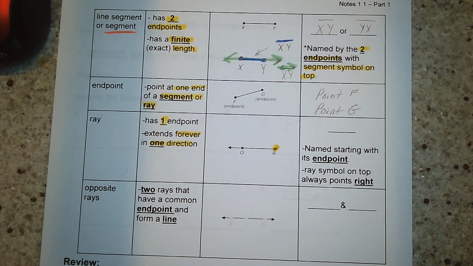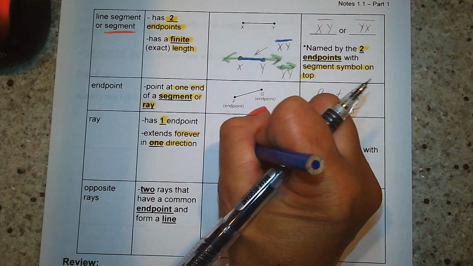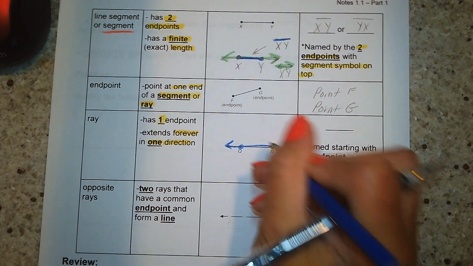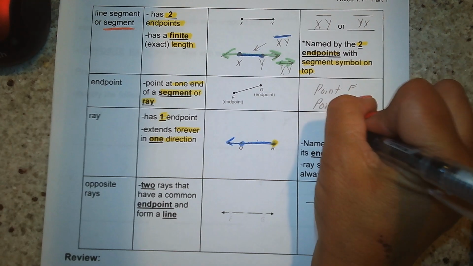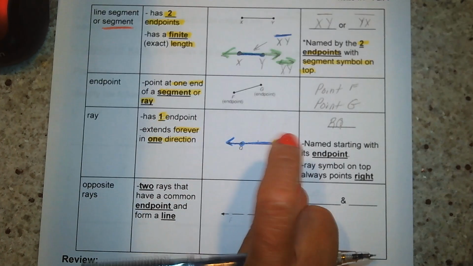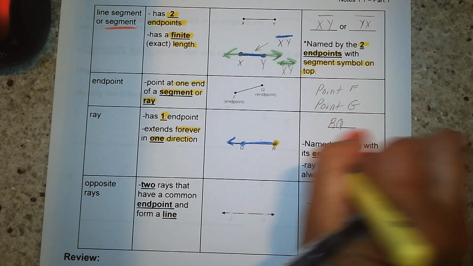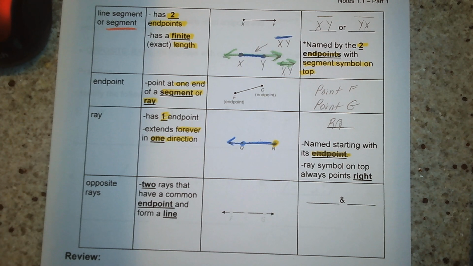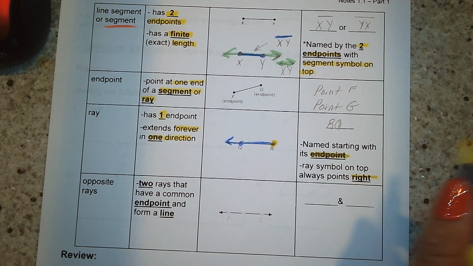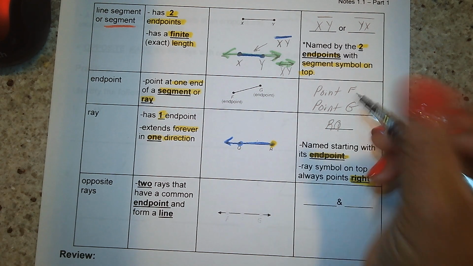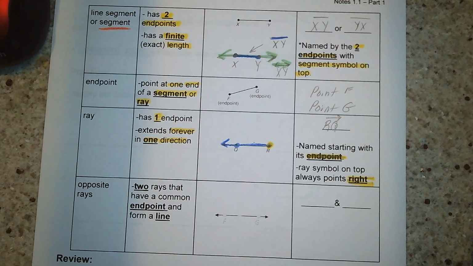The trickiest part is naming the ray, right? So I am going this direction. I'm starting at R and I'm going towards Q. So we're going to name this ray RQ because it starts at R and it goes towards Q. So you always start with the endpoint first, but it has to have the ray symbol on top that points to the right. When I put that ray symbol on top, the arrow must point right.